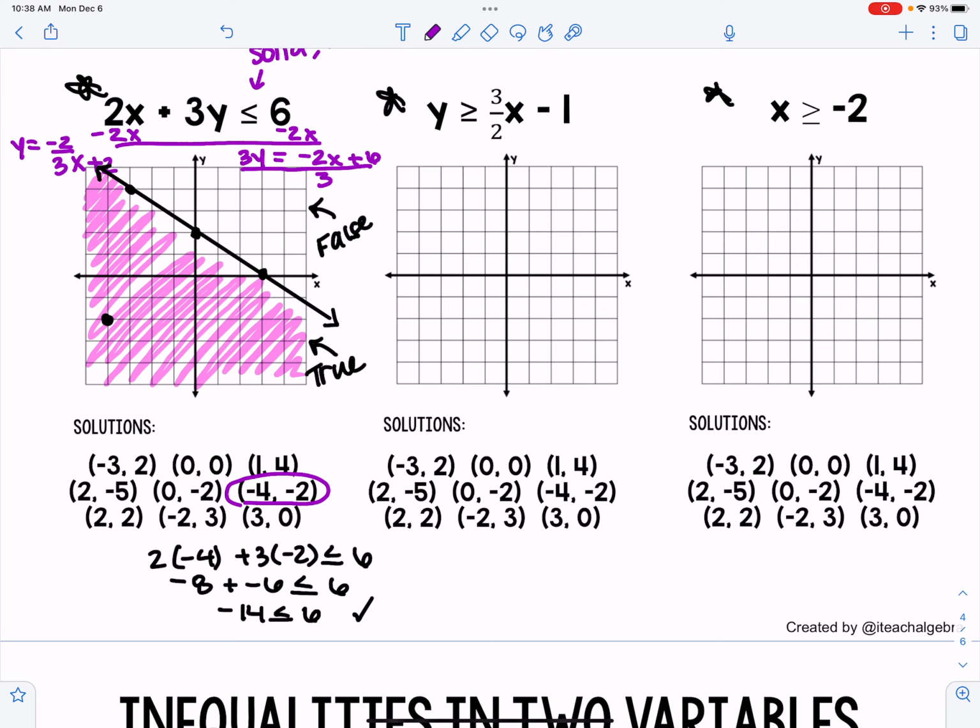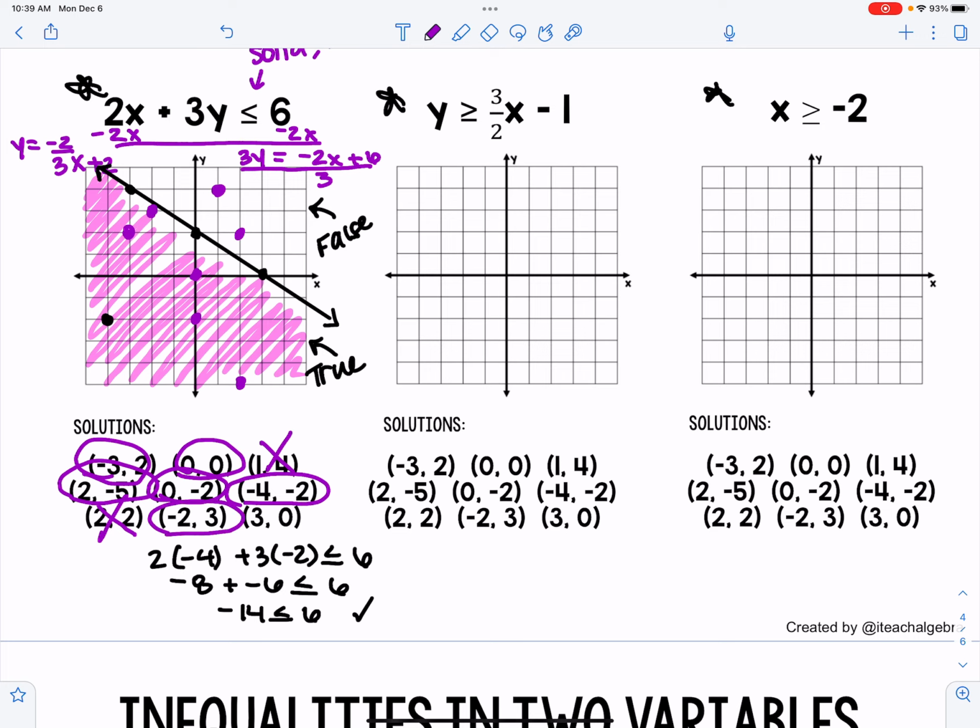So all I have to do is just plot the points and see where they lie. All right, so -3, 2, shaded area. Yep. 0, 0, same thing. 1, 4 is in the non-shaded area, so it should not be a part of our solution. 2, -5 is part of our shaded area. 0, -2, same thing. 2, 2 is in the non-shaded area, so not a part of our solution. -2, 3 is still in that shaded area, so we are good there.